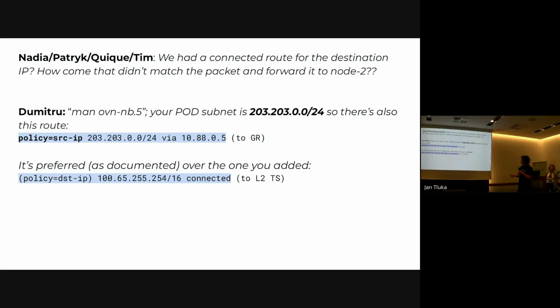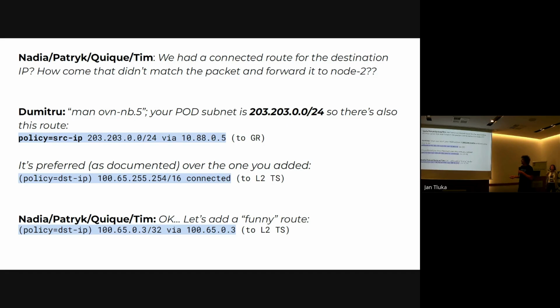The idea was the pod subnet was a /24. And that router there happened to have a sort of default route, policy source route, so matching on the source IP, sending all the traffic from this subnet up to the gateway router, which was bypassing our connected route essentially, because our connected route was a /16. And if you look at OVN, we do a longest prefix match, and 16 is shorter than 24, so we were preferring this first one.